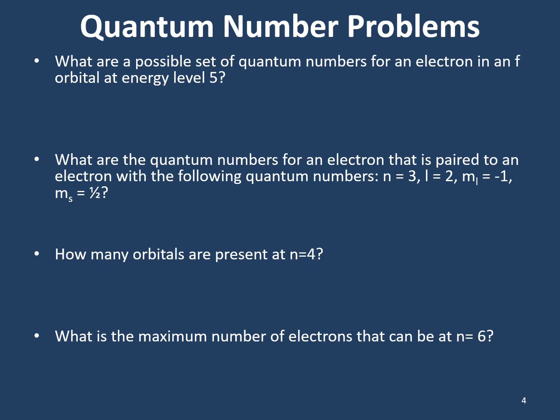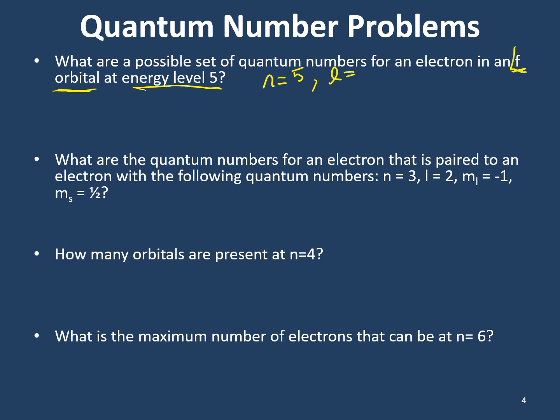The first problem is, what are the possible set of quantum numbers for an electron in an f orbital at energy level 5? Okay, so if we're going to do this, there's actually many different solutions to this problem. However, there's 2 quantum numbers that have to be set in stone. And the first one is the n value. Since I know that the energy level is 5, and I know my principal quantum number is equal to the energy level, then my n value has to be equal to 5. That's the first one. The second one is L.